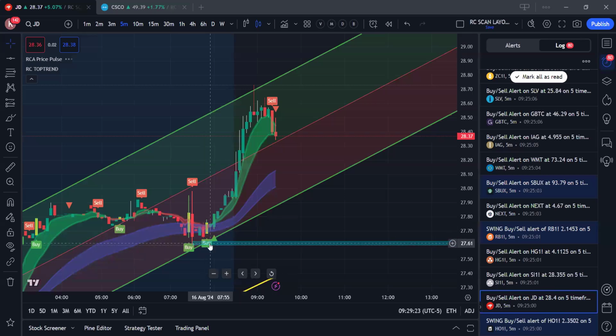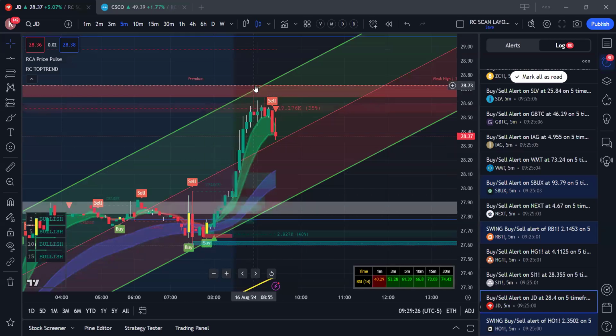So JD, we got a buy signal. It went all the way up. Now there is a sell, but overall trend is bullish. Overall, your momentum is bullish. So we'll wait for the buy, right? It may come a little bit down and again it will start going up. So that is where we want to catch instead of going against the trend.